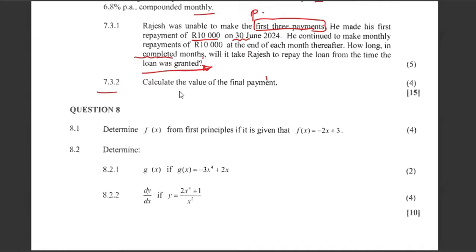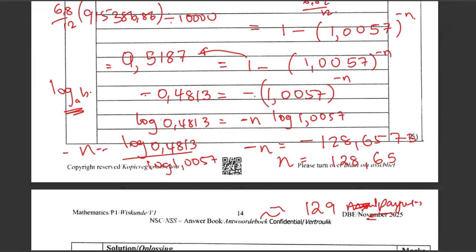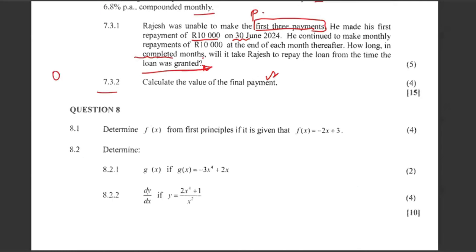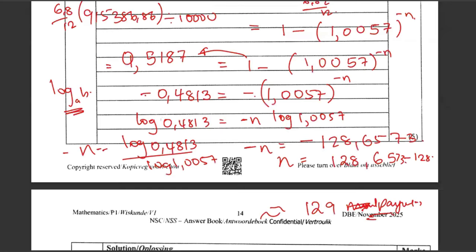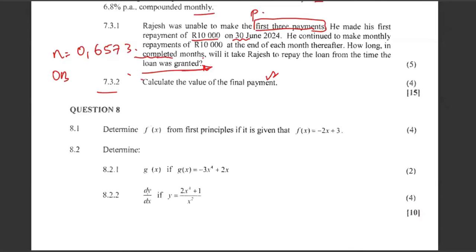7.3.2, calculate the value of the final payment. So we know that the final payment is not going to be full, since we are saying that it's going to make 128 full payments. We need to subtract this from 128. Okay, let me keep the 7.3 here so that I look for the outstanding balance. So the n is going to be 0.6573. I'll just keep the value and then find the answer.